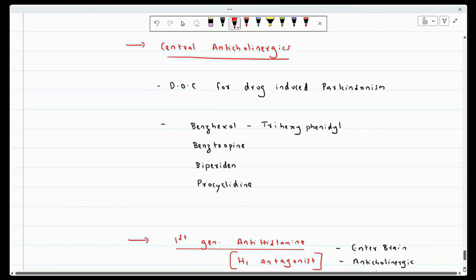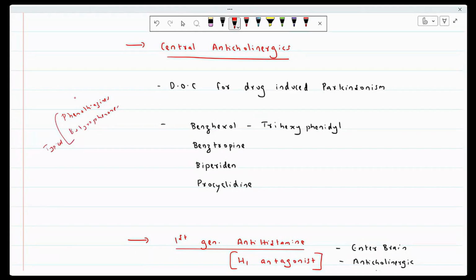Now I told you there are certain drugs which can cause Parkinsonism, correct? And which are the drugs? The drugs like phenothiazines, the antipsychotic drugs, right? Phenothiazines, haloperidol, butyrophenones. They are called the typical antipsychotic drugs. Apart from that, metoclopramide. So what do these drugs do? These drugs will decrease the dopamine level, and they will block the D2 receptors.